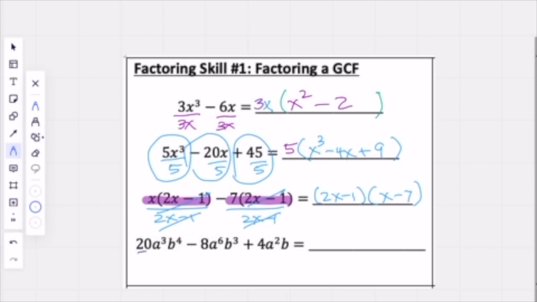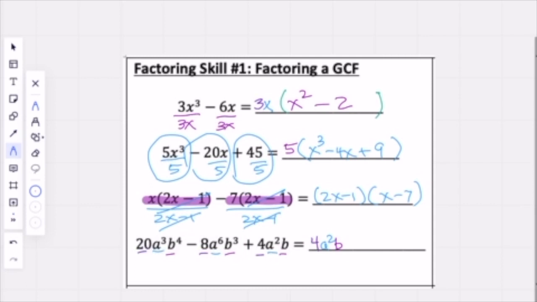Okay, so let's start with our coefficients. We've got 20, -8, and 4. All right, that looks like 4 is going to be part of our GCF. Now let's look at each variable individually. A cubed, a to the 6th, and a squared. What's the largest power of a that I can divide out of all the terms? That's going to be a squared. And then let's look at the last bit, b to the 4th, b cubed, and b. What is the greatest power of b that divides out of all of them? That's just going to be b.